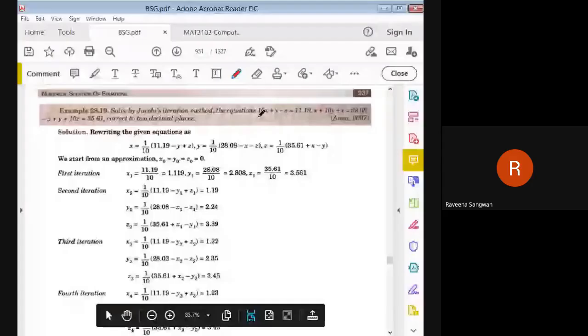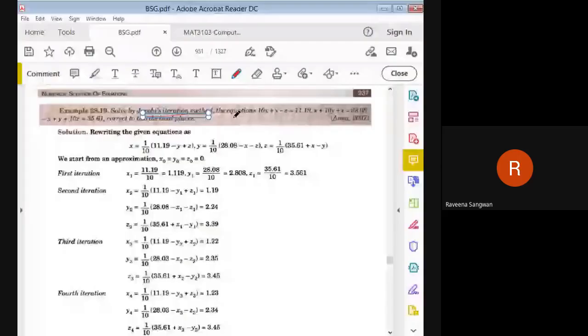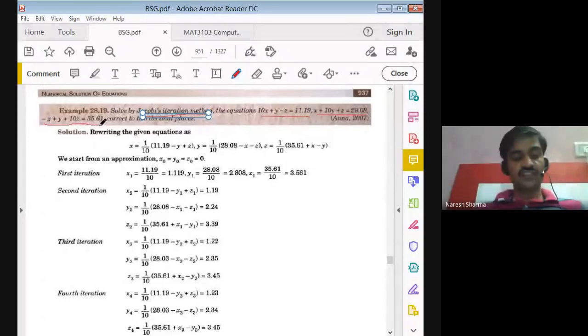Let's discuss one example. This method is known as the Jacobi iteration method, or you also call this the Jacobi method. The equations are: 10x + y - z = 11.19, and the second equation is x + 10y + z = 28.08. Similarly, the third equation is -x + y + 10z = 35.61.